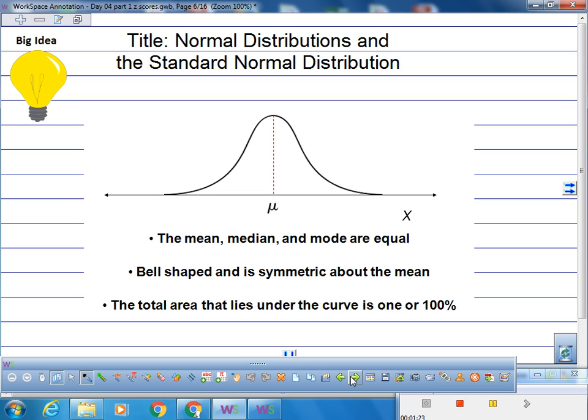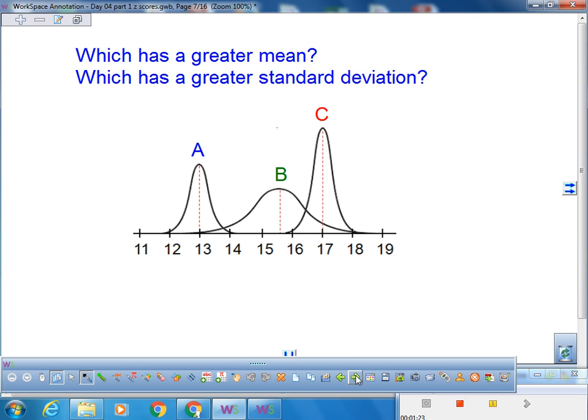So here we go. The mean, median, and mode are equal, bell-shaped, and is symmetric about the mean. The total area that lies under the curve is 1 or 100%. Kind of just review from yesterday.